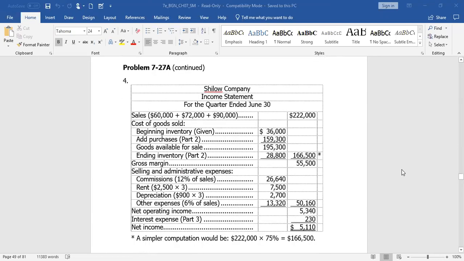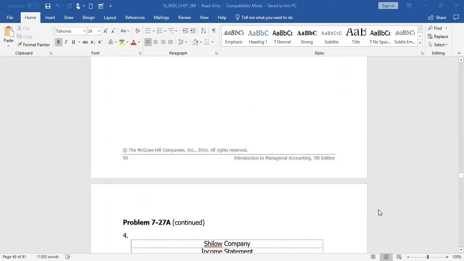Now, in 727A Part 4, they want us to prepare an absorption costing income statement similar to the one in Schedule 9 in the chapter for the entire quarter. So the first thing we're going to do is start with sales. Not how much cash we collected, but how much in total sales were there. We're doing an income statement, right? $222,000.